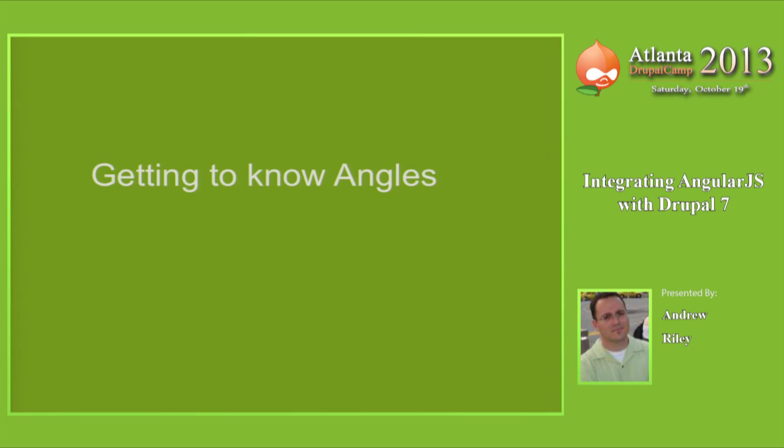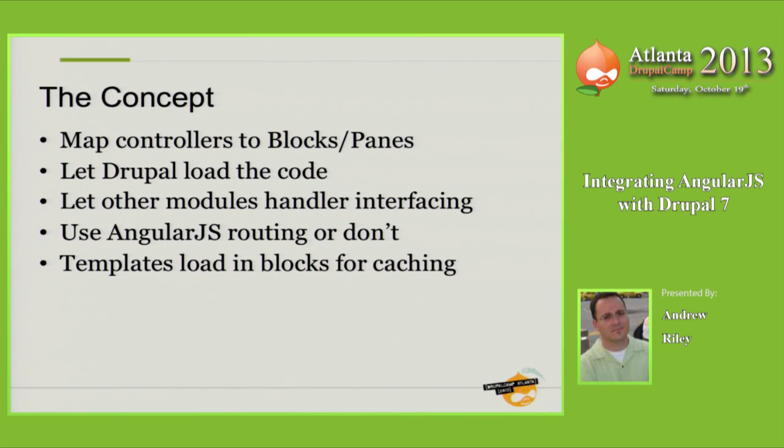So the Angles module is a Drupal module. The overall concept is, in Angular you have controllers, and for the Angles module, I just wanted to map the controllers to either a Drupal block or a pane for your panels. And since Drupal is pretty good at loading JavaScript, you can do your drupal_add_js and those types of things, I'm going to let Drupal handle loading the code. Might as well let it take care of doing that.